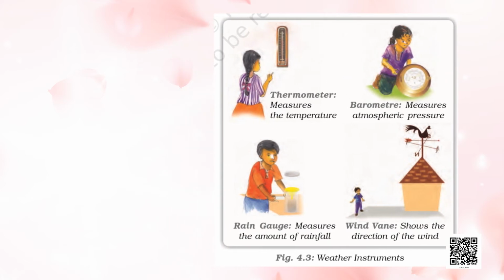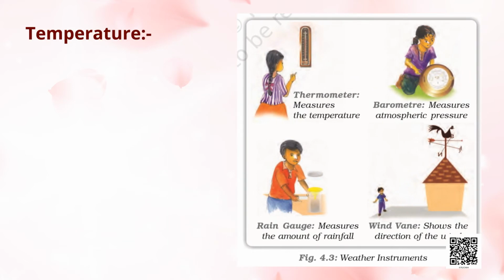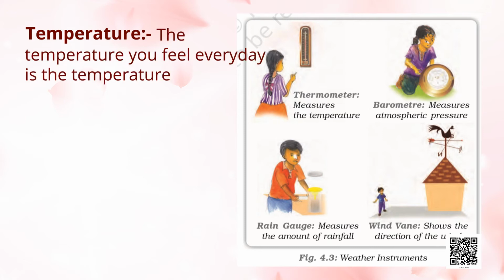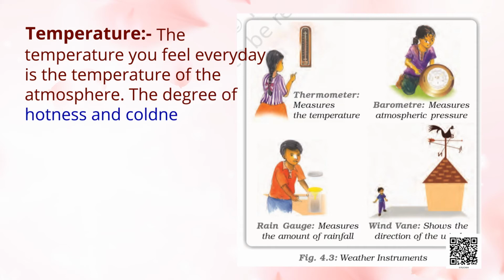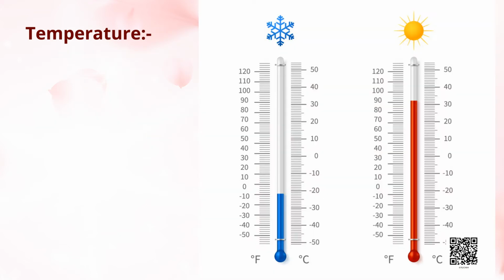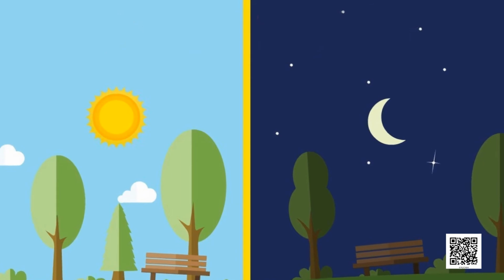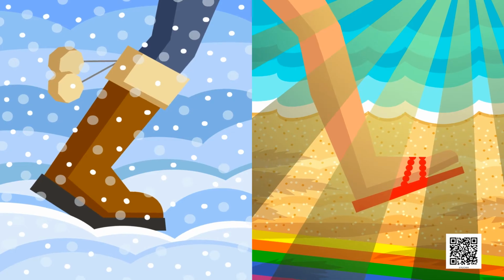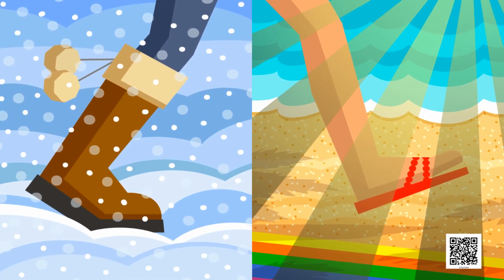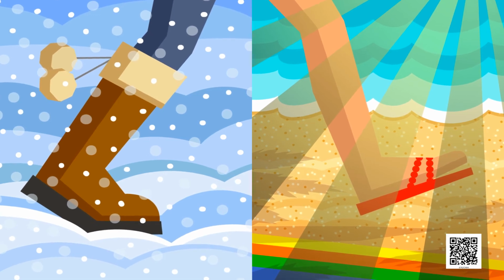Now, I will tell you about temperature. The temperature you feel every day is the temperature of the atmosphere. The degree of hotness and coldness of the air is known as temperature. The temperature of the atmosphere changes not only between day and night, but also from season to season. Summers are hotter than winters.